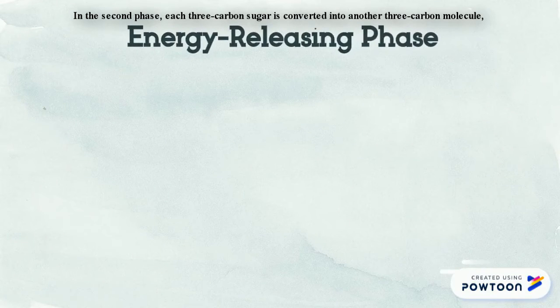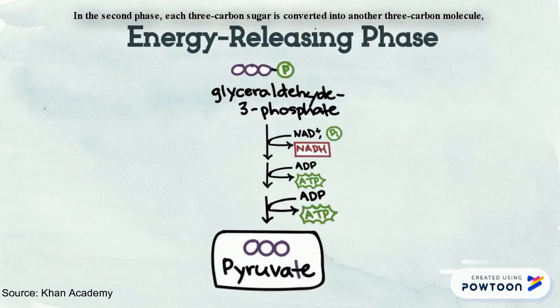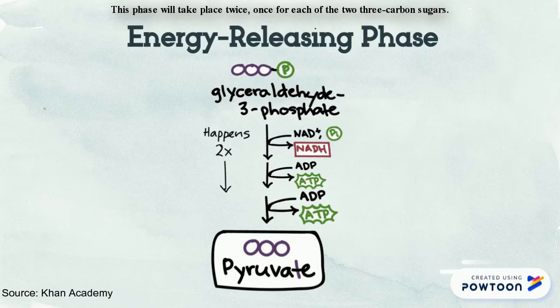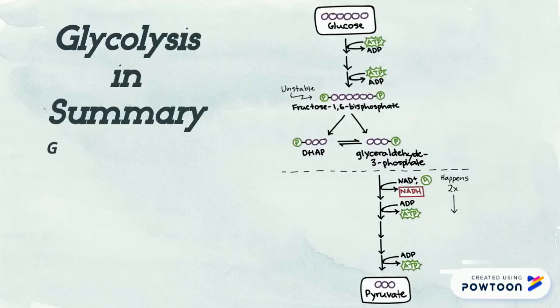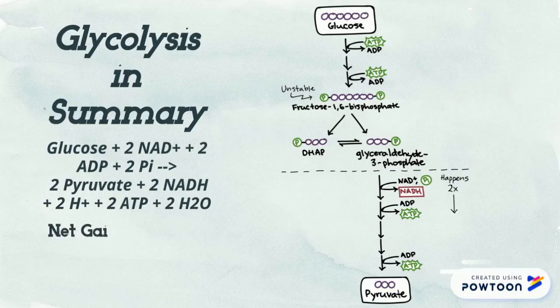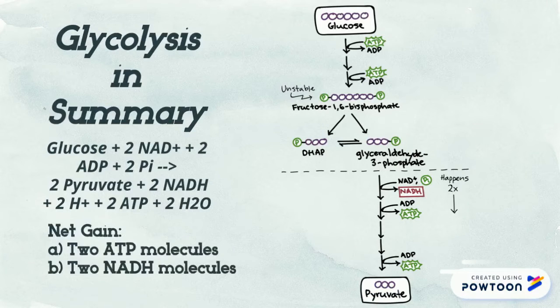In the second phase, each 3-carbon sugar is converted into another 3-carbon molecule, pyruvate, by a cascade of reactions in which 2 ATP molecules and 1 NADH molecule are created. This phase will take place twice, once for each of the 2 3-carbon sugars. Overall, the process of glycolysis converts 1 6-carbon molecule of glucose into 2 3-carbon molecules of pyruvate. 4 ATP molecules are synthesized and 2 ATP molecules are used during glycolysis, for a net gain of 2 ATP molecules and 2 NADH molecules.